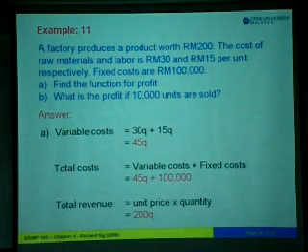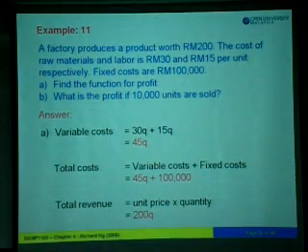In order to find the function of profit, we have to find the total cost as well as total revenue. Now, the variable cost here will be equal to 30, the raw material, times the quantity, plus 15 will be the labor cost. So 15 times Q. So we will get variable cost equal to 45Q. So next, the total cost is equal to variable cost plus fixed cost. In this case, we have variable cost 45Q plus 100,000. So leave it as this.